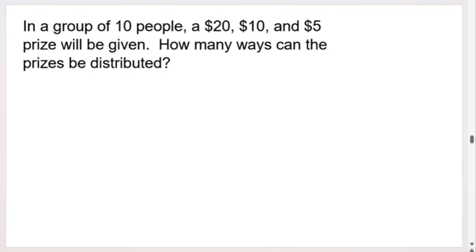Here's another example again. You've got a group of 10 people, and then a 20 rand, a 10 rand, and a 5 rand prize will be given. How many ways can the prizes be distributed? I'm going to throw it back to you just for a few moments. We're not going to have time for discussions, but just by looking at this question, would you say it's a combination or a permutation? Combination. It's a combination. Why?